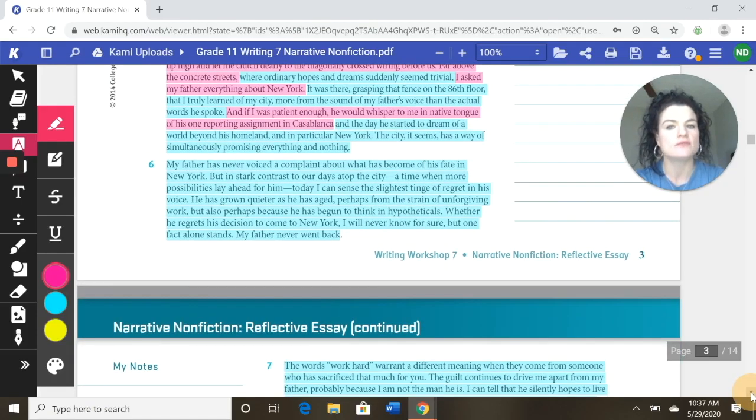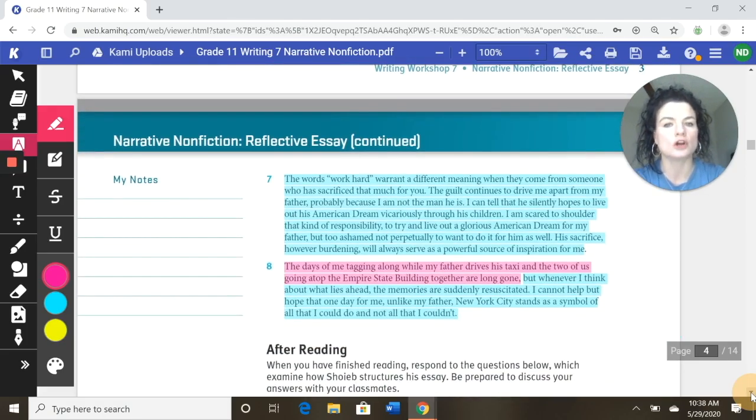My father has never voiced a complaint about what has become of his family, but in stark contrast to our days atop the city, a time when more possibilities lay ahead for him, today I can sense the slightest tinge of regret in his voice. He has grown quieter as he has aged, perhaps from the strain of unforgiving work, but also perhaps because he has begun to think in hypotheticals. Whether he regrets his decision to come to New York, I will never know for sure. But one fact alone stands. My father never went back.